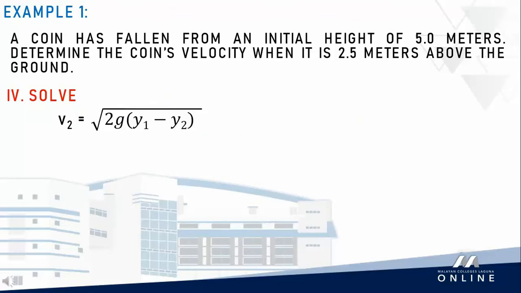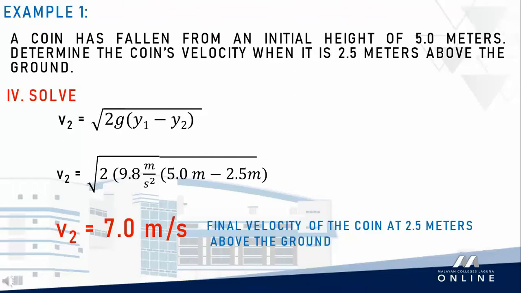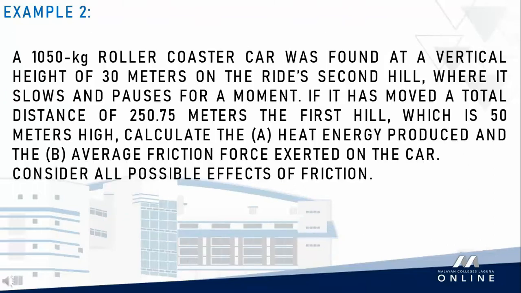We will simply substitute the given values as follows. Perform the operation as indicated, and the final answer we will get is 7.0 meters per second. And that is the coin's velocity at 2.5 meters above the ground. Let us try number 2.